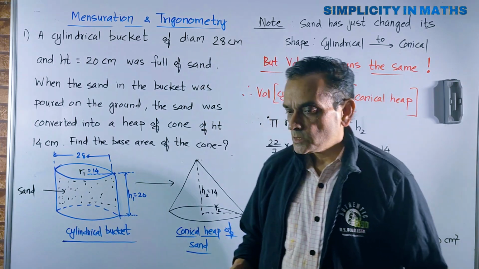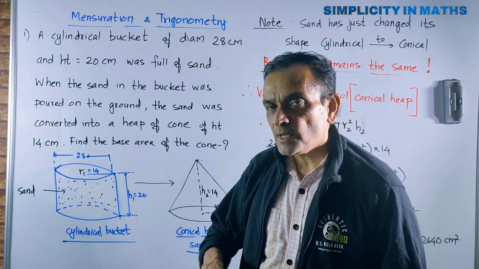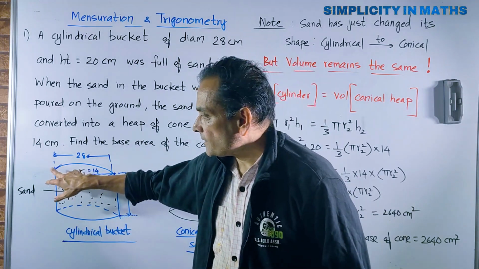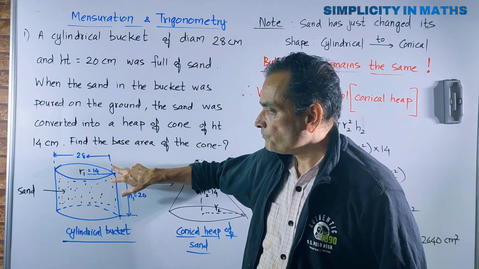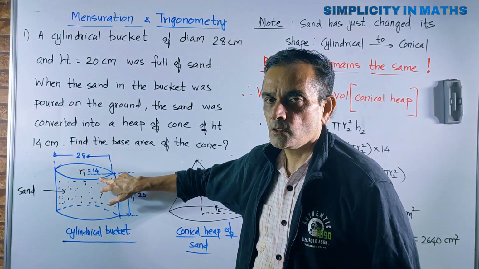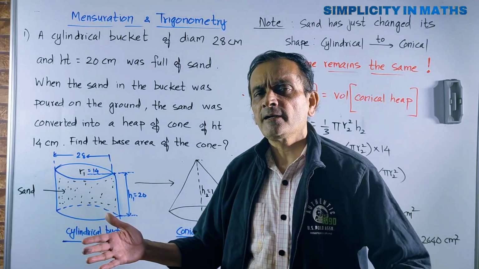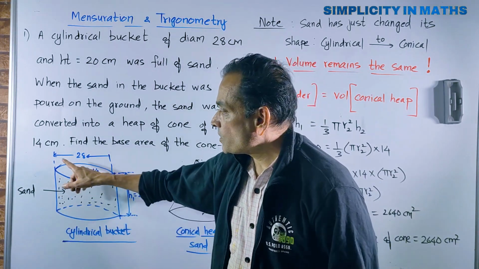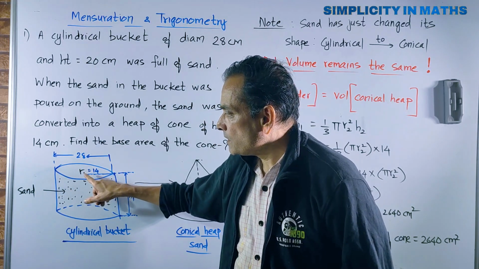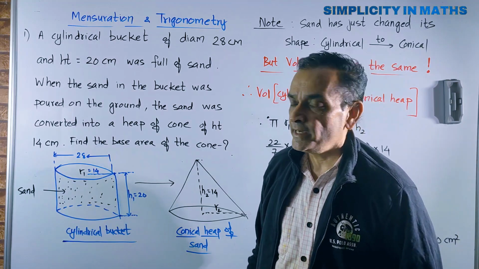Okay? चलो, let's go ahead. So first thing is diagram में क्या क्या लिख सकते हैं? Diameter 28 है, so naturally radius of the cylinder is 14. It's a cylindrical bucket. Cylindrical का डब्बा ले लो, उसके अंदर सैंड भरा हुआ है. So diameter 28, radius is 14, half of 28.